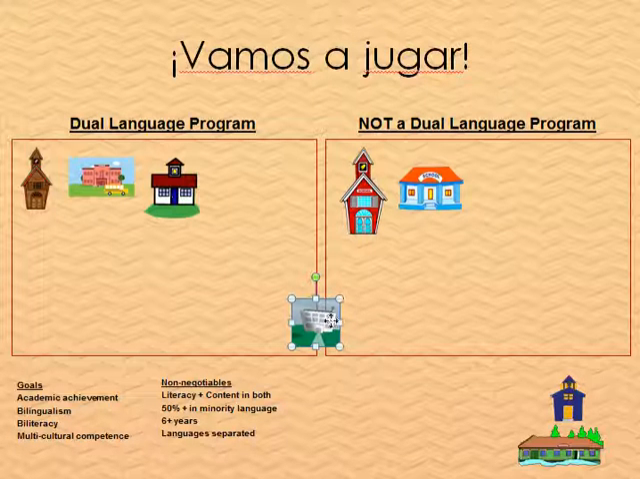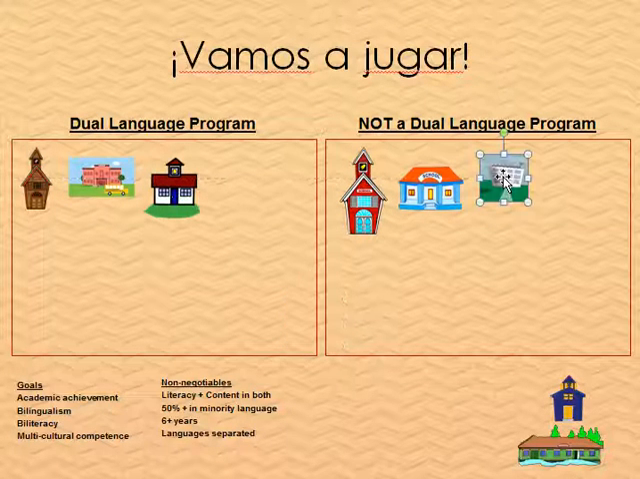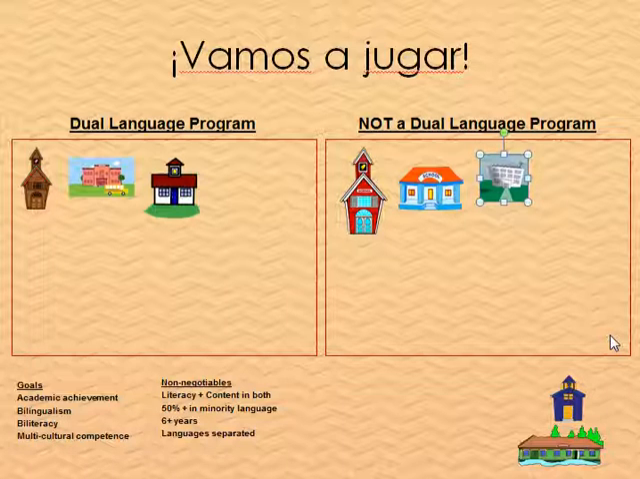What do you think? I think this sounds like not a dual language program. I didn't hear any of the non-negotiables. I didn't hear any of the goals except maybe academic achievement. This is in Arizona, the Kyrene School District, and this is their structured English immersion. This is not a dual language program.